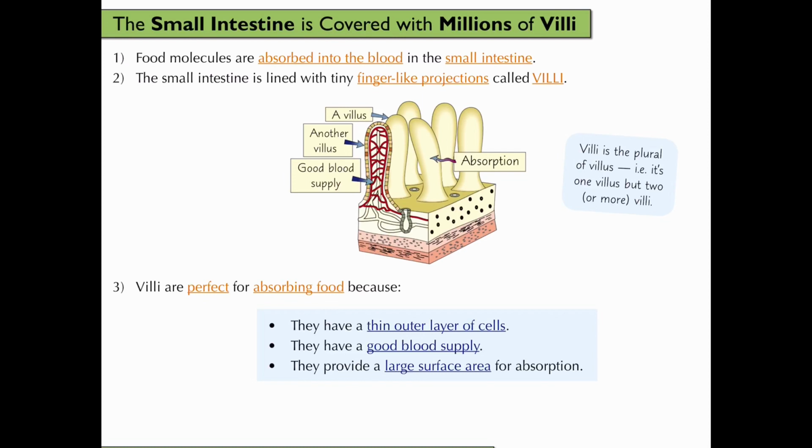So there are 3 points here. They have a thin outer layer of cells, they have a good blood supply, they provide large surface area for absorption.